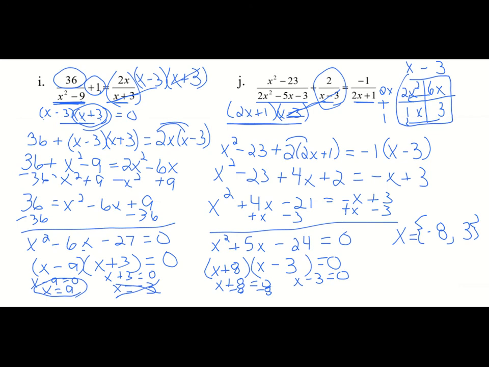But when I check my answers, negative 8 would be fine in the 2x minus 1 and the x minus 3. But if I plug in 3 and do 3 minus 3, I get a 0. So that gives me an undefined answer. So even though 3 is the solution to the equation we solved, it is not a solution to this equation. And my only answer would be that negative 8.